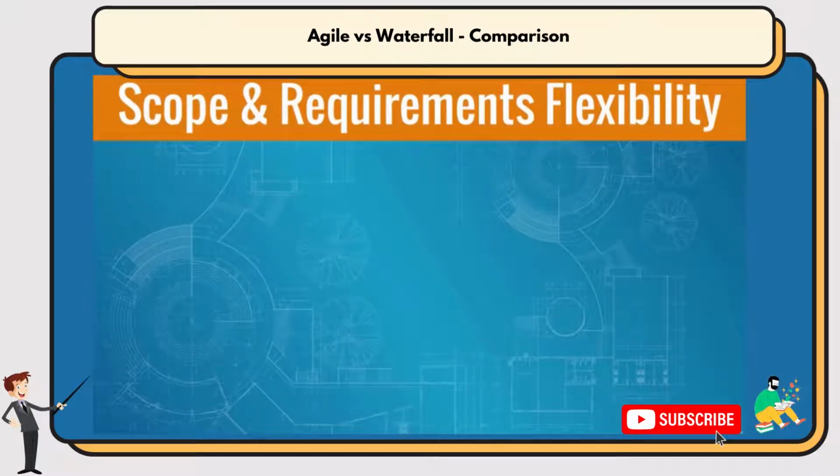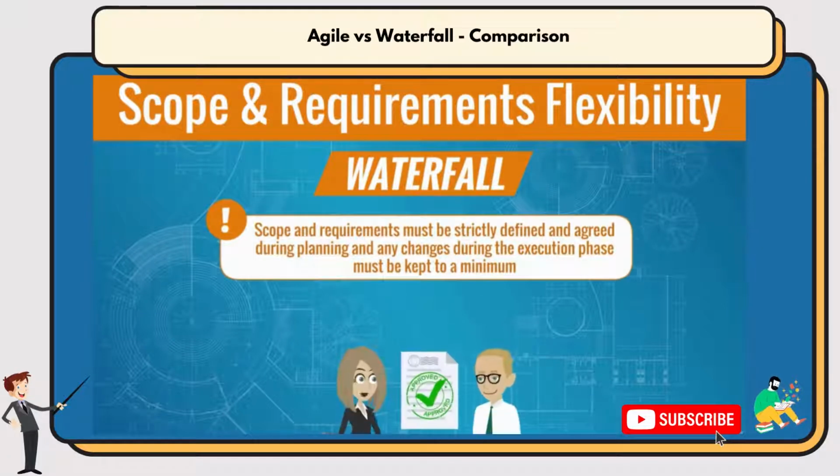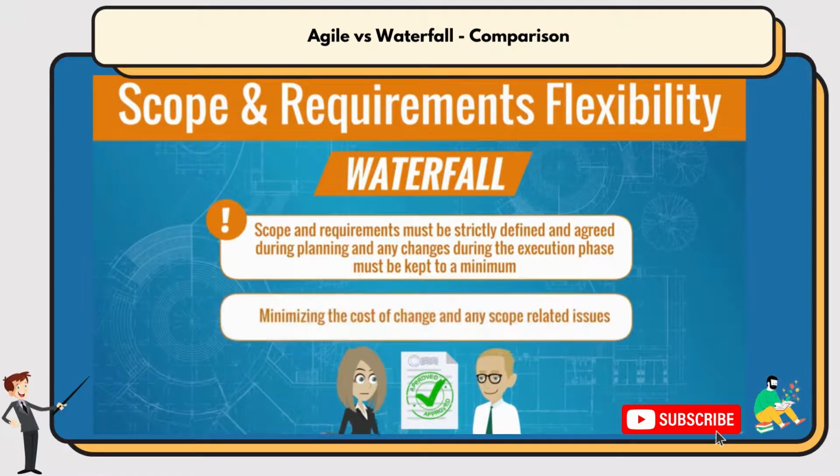Scope and requirements flexibility. Waterfall methodologies require scope and requirements to be strictly defined and agreed during planning, and any changes during the execution phase must be kept to a minimum. This school of thought highlights the importance of minimizing the cost of change and any scope-related issues.